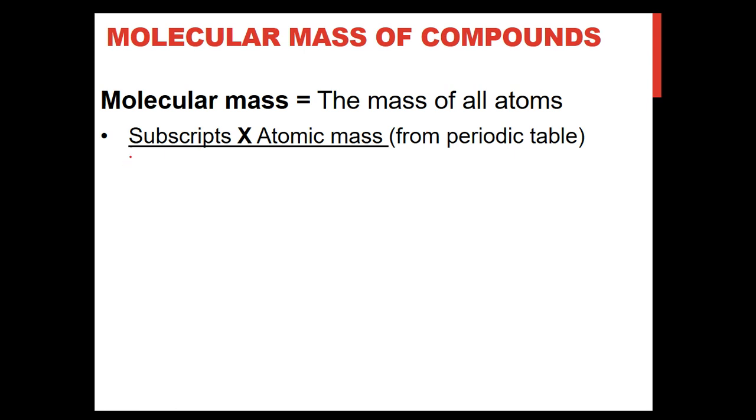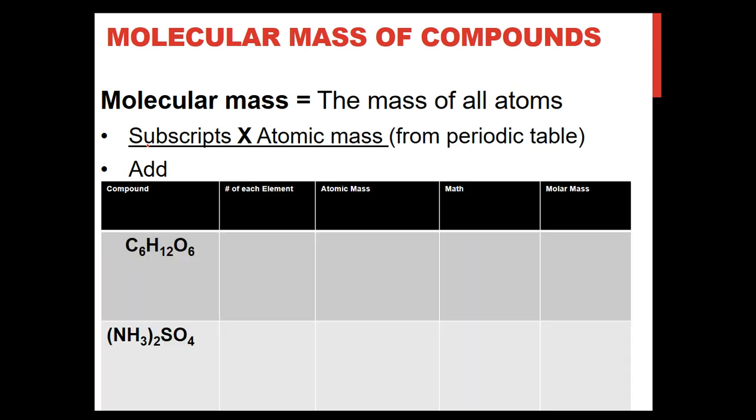If there is no subscript, then it's just multiplied by 1, okay? Then you add them all together. So subscript times atomic mass, and then add those numbers together. So let's try this. So we have 2 examples here. We got glucose, C6H12O6, and then we have this thing, which I don't know what the common name is. But first step is, and you do not have to do all these steps, guys. I'm just showing you how I do this, okay? A lot of you guys are going to do less steps.